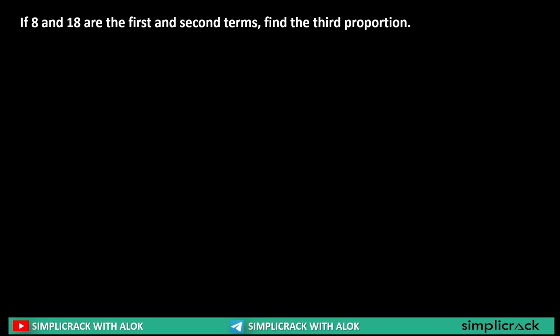8 and 18 are the first and second terms. Find the third proportional. See what I told you: if A, B, C are in proportion, then C is equal to B square by A, right? So the third proportional C will be 8 square by 18. Sorry, B is 18 here. So 18 square by 8, right?